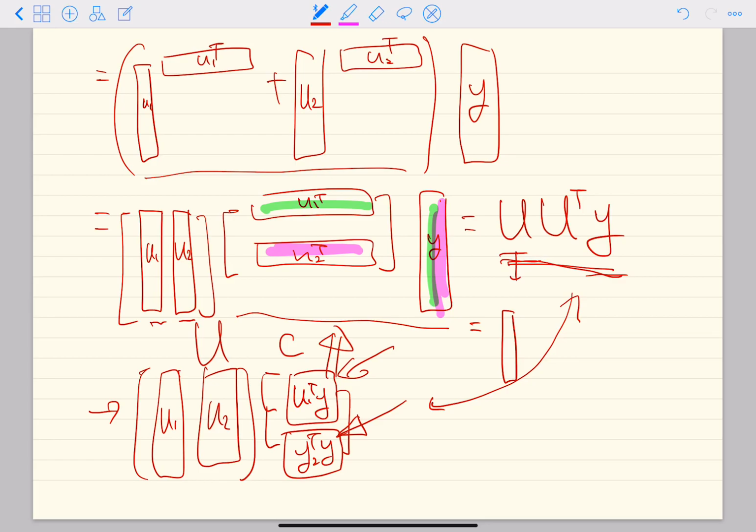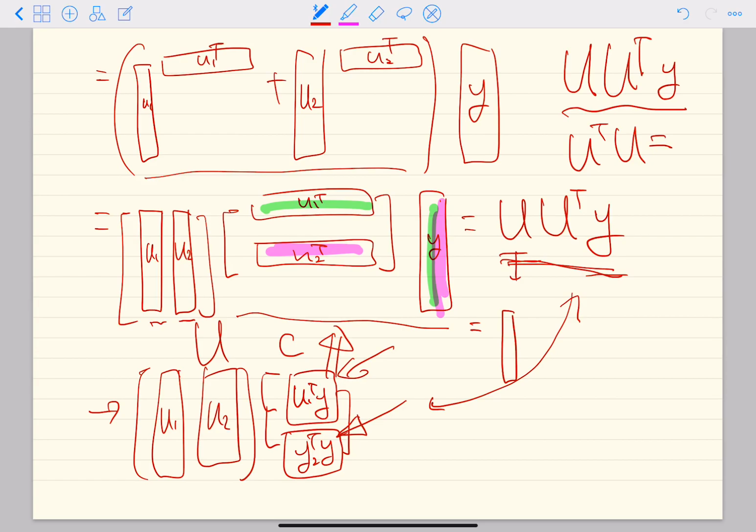So here we can see some interesting properties when considering this matrix U containing orthonormal vectors as columns, orthonormal column vectors. In this case, U U transpose will work as the orthogonal projection onto W. But what about this guy, U transpose U? What was that?